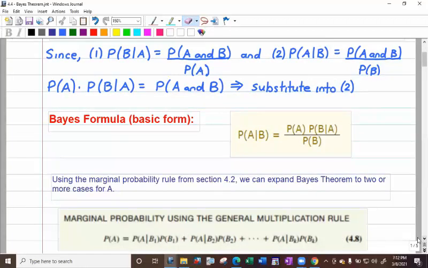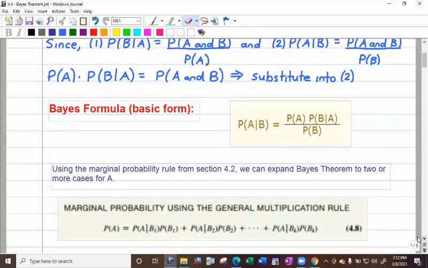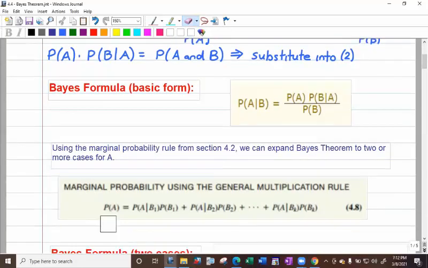Now this, of course, can expand for 2 or more cases here. So they're saying then that we've done that before, where the total comes from the different branches of the tree. So P of A can be P of A given B1 times P of B1, and then P of A given B2 times P of B2, and so forth, to however many events you actually have here. All right.